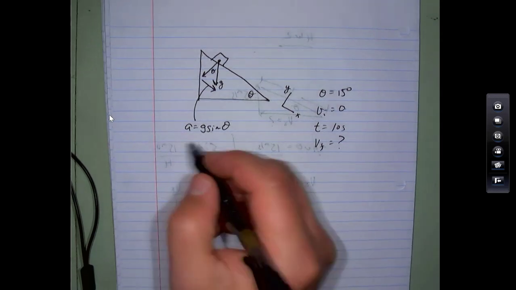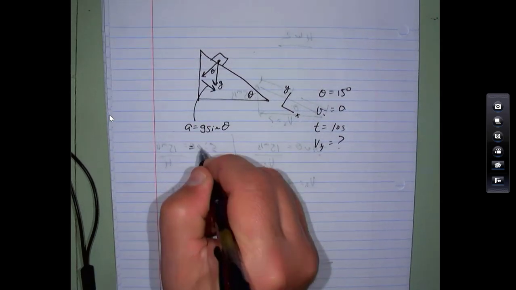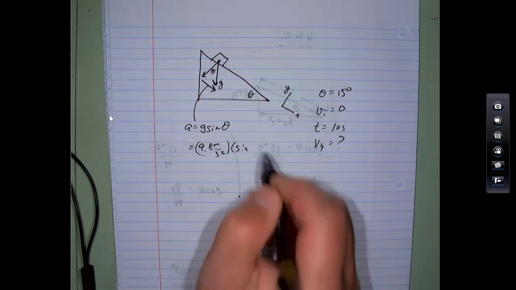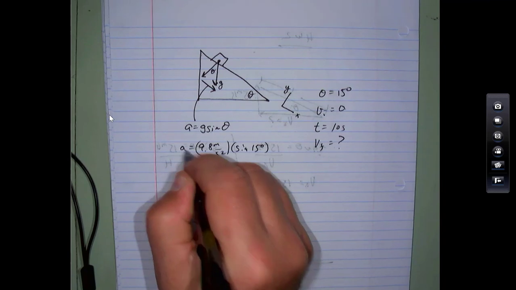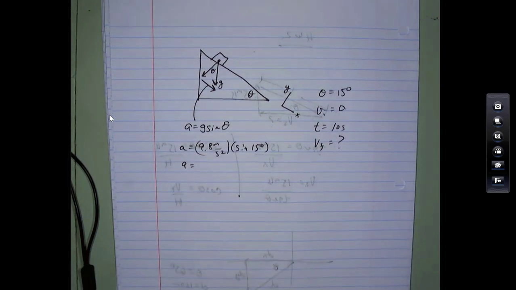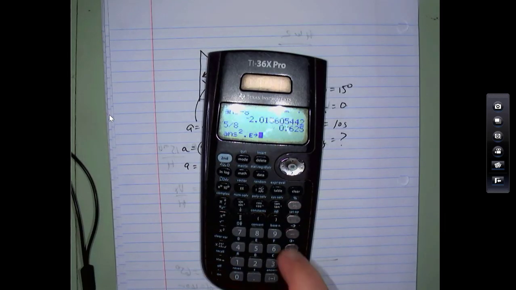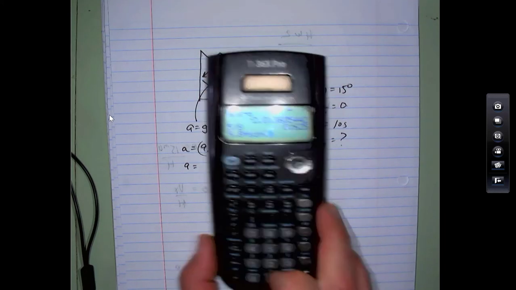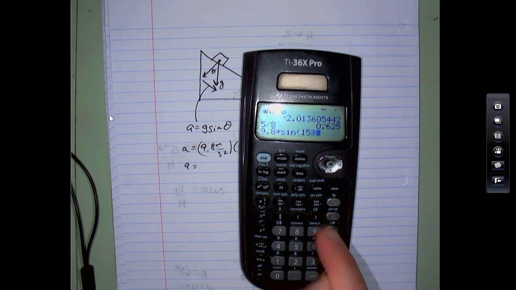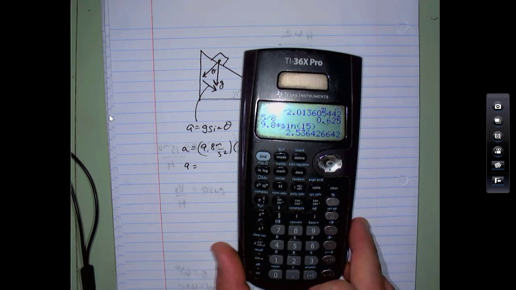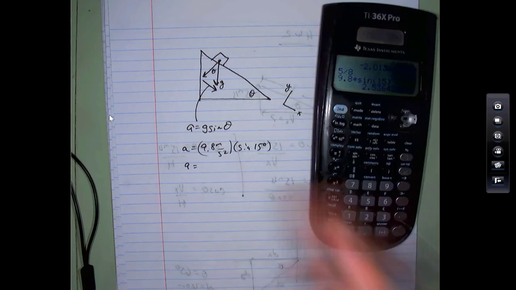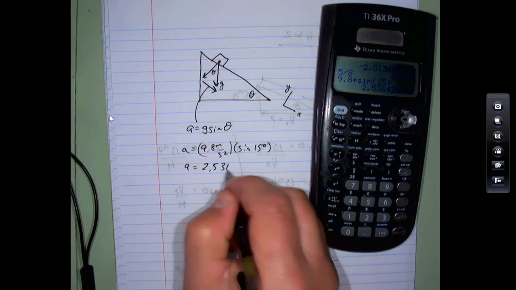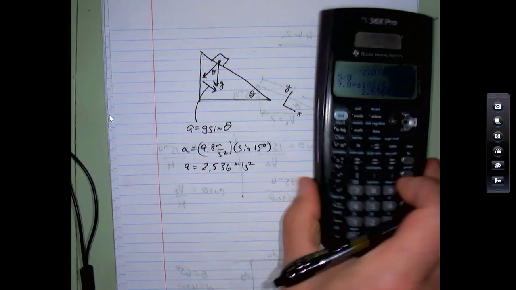Okay, so we can figure out the acceleration. It's 9.8 meters per second squared times the sine of 15 degrees. That's how much the acceleration is. Let me put some numbers in for this one: 9.8 times the sine of 15. I'm in degree mode. 2.536, I'll just write, 2.536 meters per second squared.